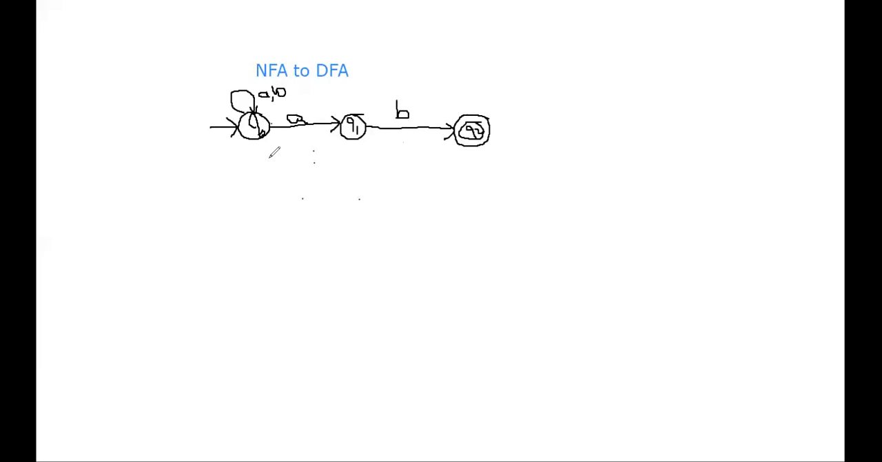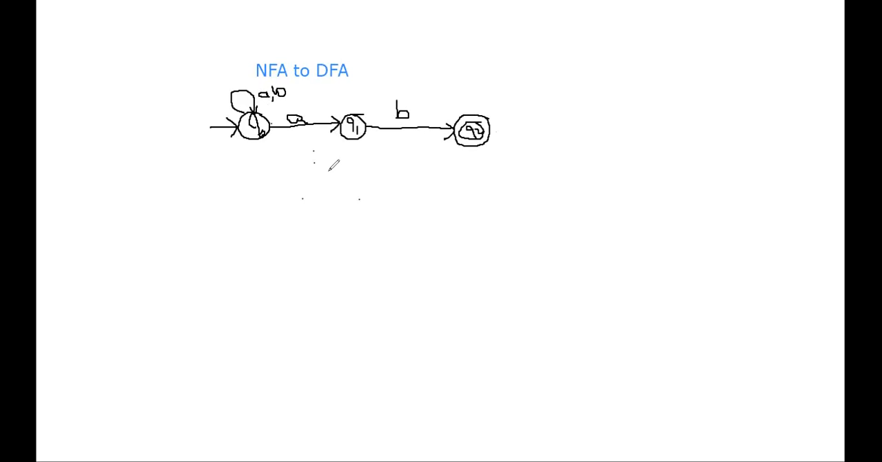This is an NFA because on A, there are two transitions. From Q0 on A, there are two outputs: one is Q0, another one is Q1. There is no transition on A from Q1, and there are no transitions on A and B from Q2. In an NFA there is no need to construct the complete diagram, but in a DFA there must be transitions from each and every state on each and every symbol. Okay, so this is the NFA.